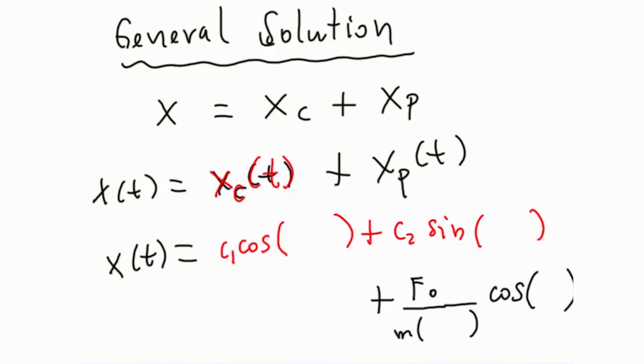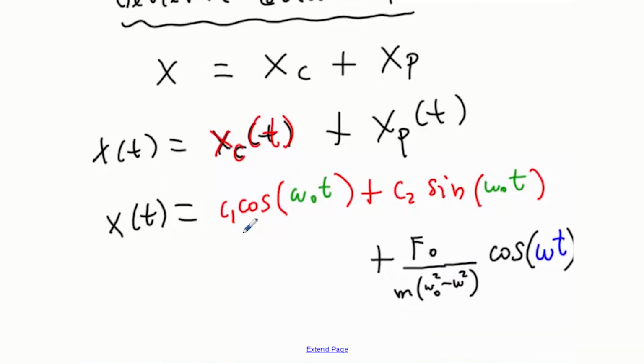Now the arguments here: for the complementary solution, these arguments are omega 0 t, omega 0 t. Remember, this omega 0 is the natural frequency. And the argument for the cosine function in the particular solution is omega t. So I need to write something here, which is omega 0 squared minus omega squared. Now, there are three functions involved in this general solution, so this is a sum of three functions.